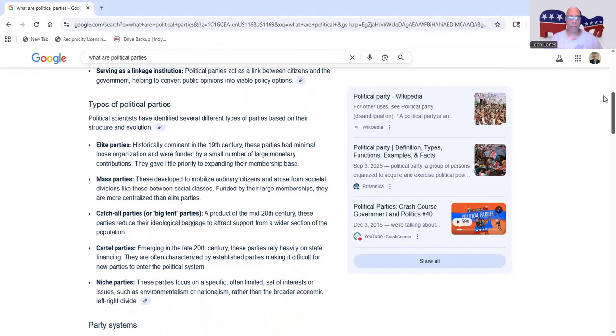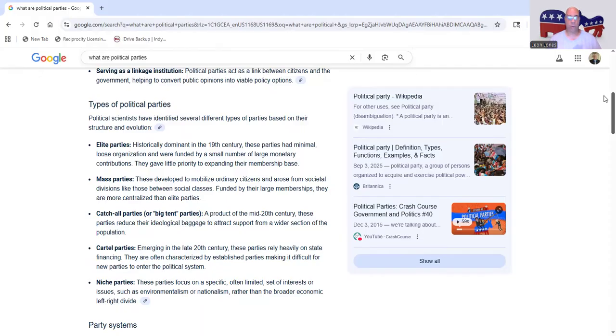You have the elite parties. Historically dominant in the 19th century, these parties had minimal, loose organization and they were funded by a small number of monetary contributions. They gave little priority to expanding their membership base. Then you have mass parties. These developed to mobilize ordinary citizens and arose from societal divisions like those between classes. Funded by their large memberships, they are more centralized than elite parties.